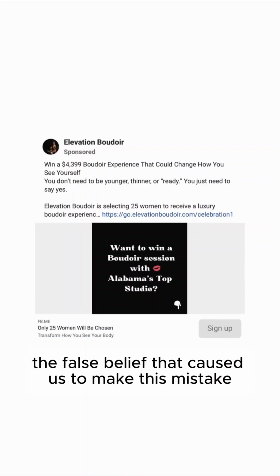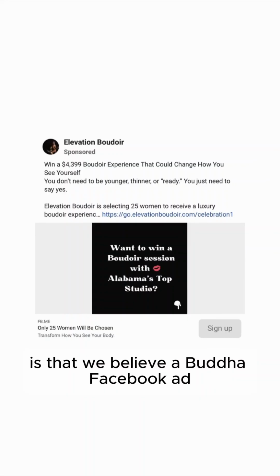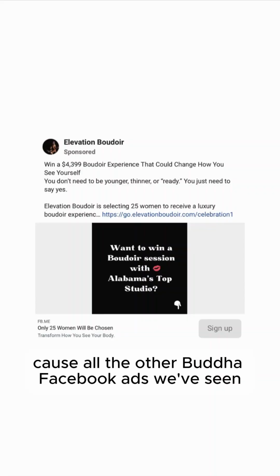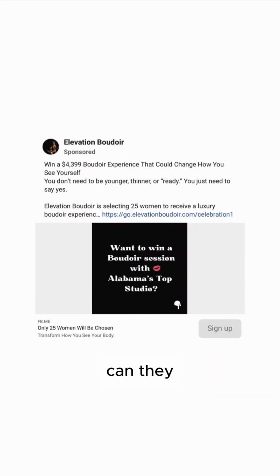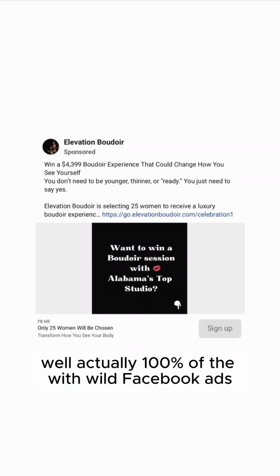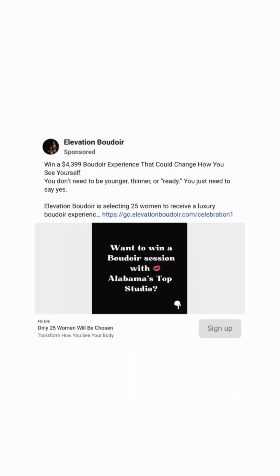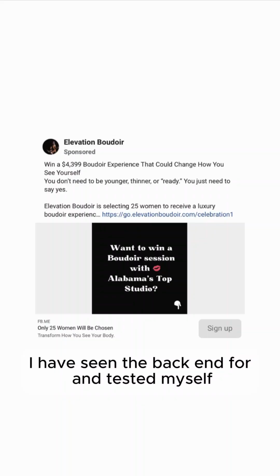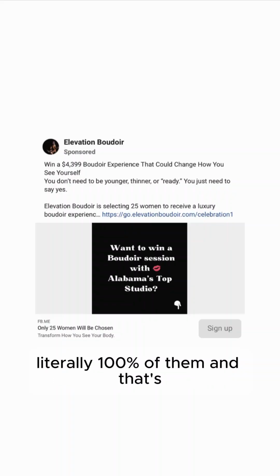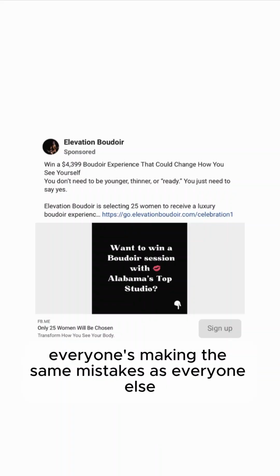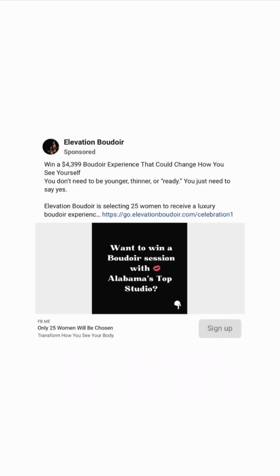The false belief that caused us to make this mistake is that we believe a Boudoir Facebook ad should look like an ad, because all the other Boudoir Facebook ads we've seen have looked like ads, and everyone cannot be wrong, can they? Well, actually, 100% of the Boudoir Facebook ads I have seen the back end for and tested myself have had BLCS, literally 100% of them. And that's because everyone's making the same mistakes as everyone else.